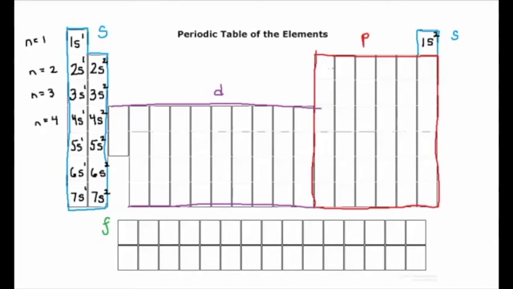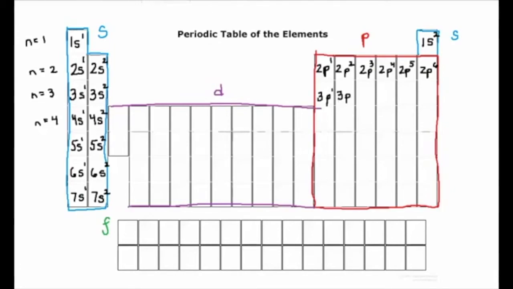Alright, now I'm going to move over to p. When I start here, notice there is no 1p. You start with 2 because I'm in the second principal energy level. So it's going to be 2p. Well, this is my first electron in that subshell, so 2p1, and this will be 2p2, 2p3, 2p4, 2p5, and finally 2p6. The next energy level, 3p1, 3p2, etc. So keep doing that and fill in the rest of this.